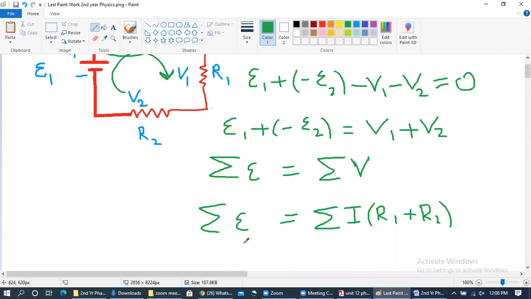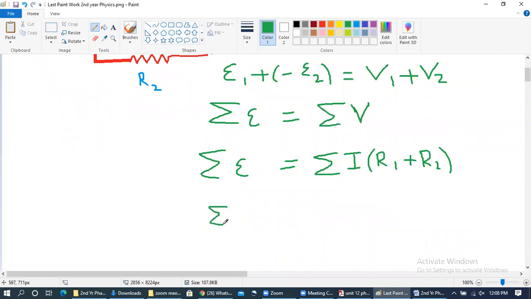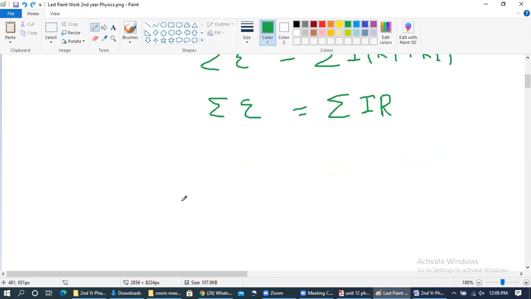Anyhow, you may also write it as summation of epsilon is equal to summation of I R_E. R_E stands for the equivalent. You may also write it as this thing, or you may also write only simply IR. There is no issue in that. I hope you have got the understanding of this concept.